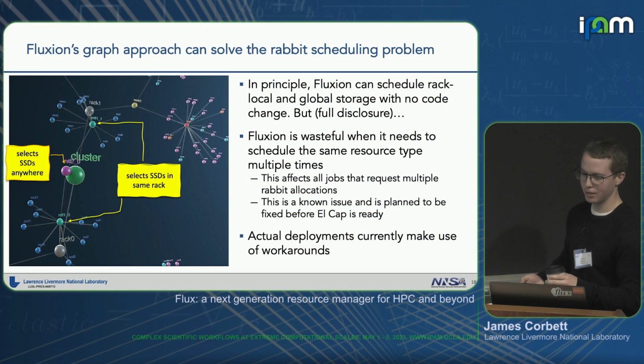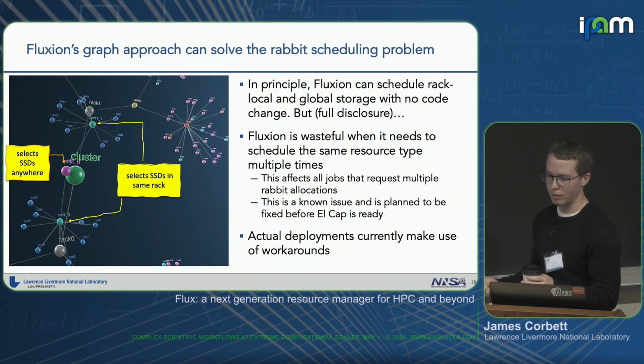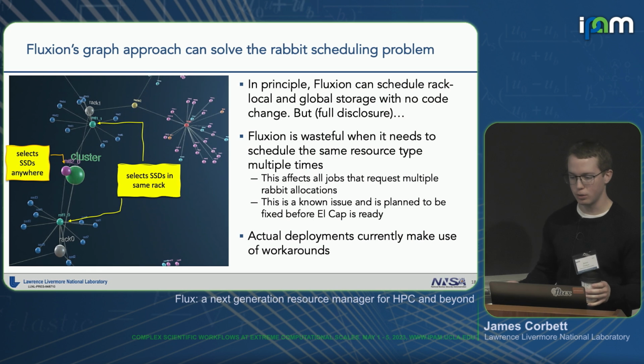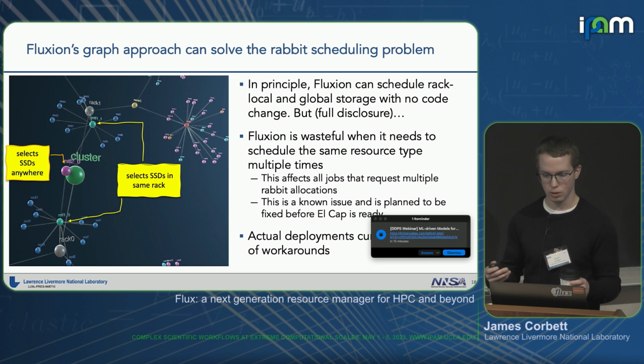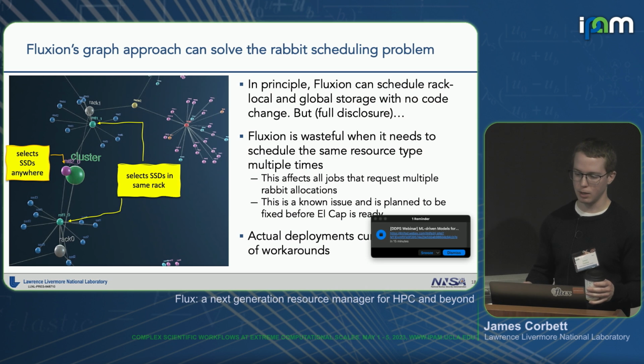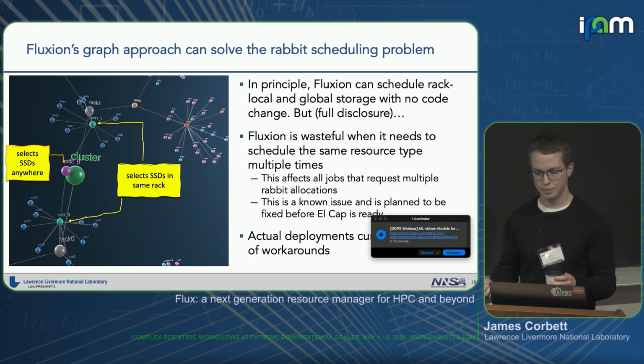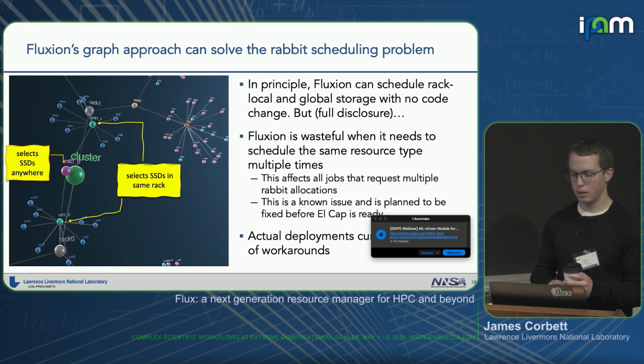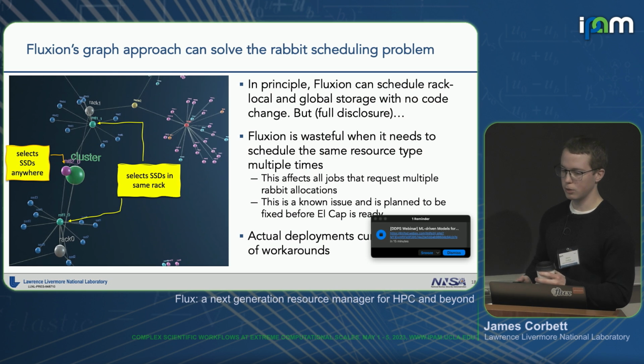So Fluxion's graph approach can, in theory, handle all of the Rabbit scheduling complexity with no code change. The Rabbit nodes are represented as a vertex in the resource graph with edges from both rack or chassis and cluster, representing the fact that Rabbits can be either a cluster level or a rack level resource. SSD namespaces are vertices associated with each Rabbit, and each Rabbit has a single IP vertex to ensure that two Lustre file systems are not scheduled on the same Rabbit.